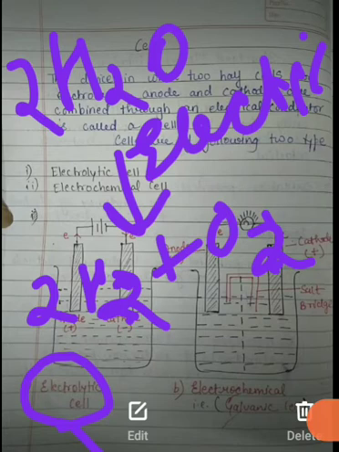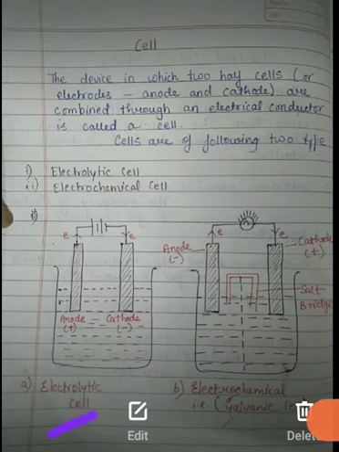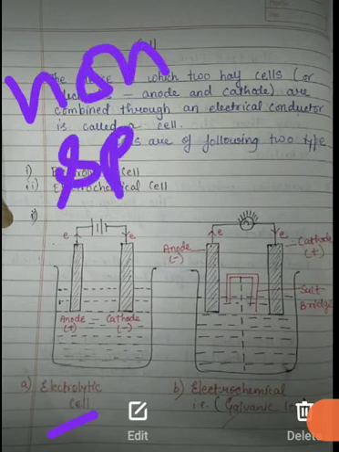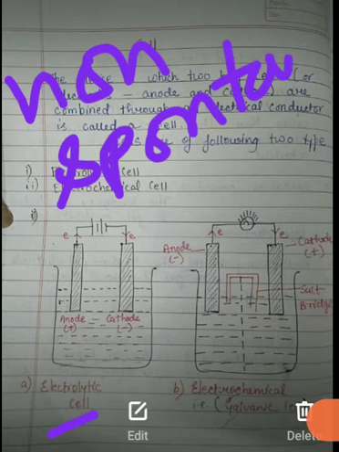That is, we are making a non-spontaneous process take place. That is not easy, and it doesn't take place spontaneously. So the decomposition of water is a non-spontaneous process. That is the basic difference between the two. Here in the electrolytic cell, a non-spontaneous process is performed. Which type of process? Non-spontaneous, which doesn't take place spontaneously.